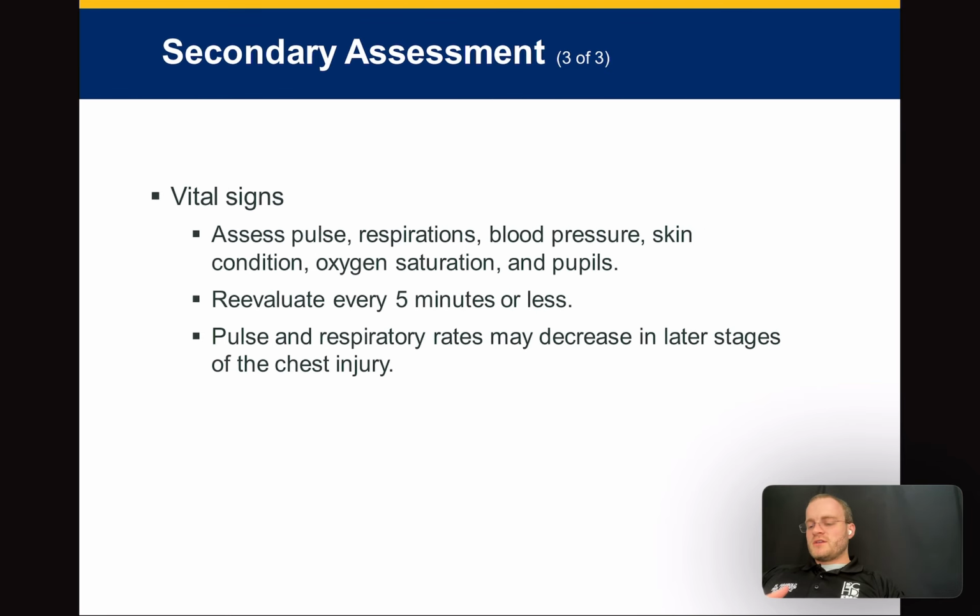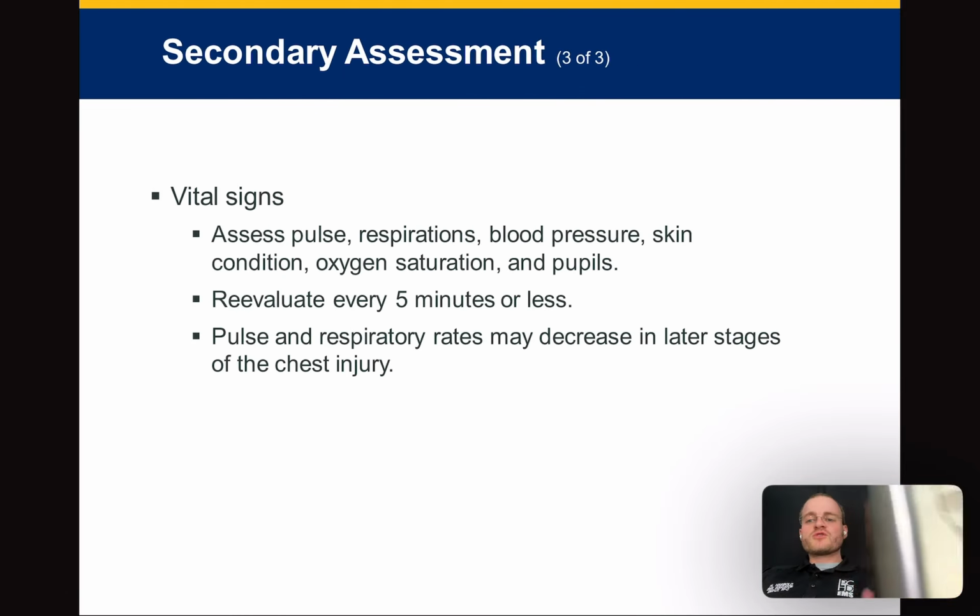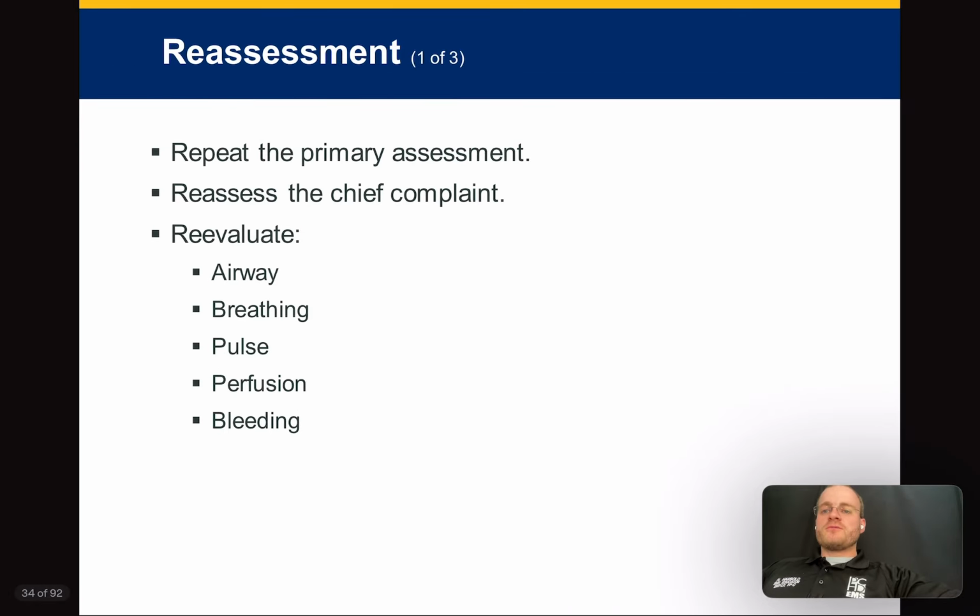And so we do a vital sign assessment: pulse, respiration, actually count the respirations, blood pressure, skin condition, oxygen sats, pupils, GCS, blood glucose level, right? Capnography if available. Reevaluate every 5 minutes or less. Pulse and respiratory rates may decrease in later stages of the chest injury. So I keep telling y'all. Repeat the primary assessment, reassess the chief complaint, and reevaluate the ABCs: airway, breathing, perfusion, pulse, bleeding.